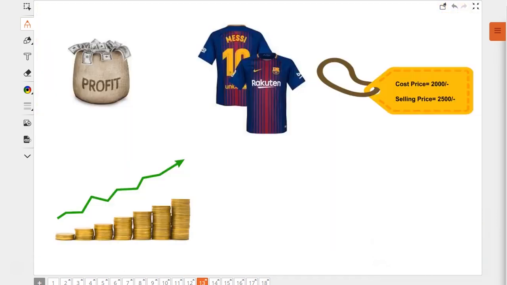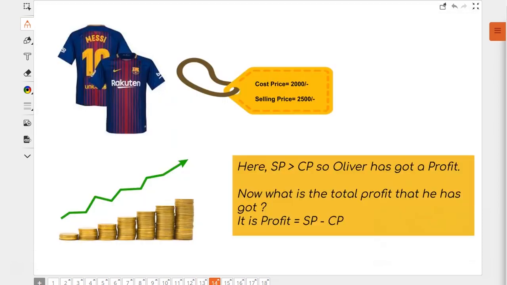Now let's look into one case each. In the case of the jersey, the cost price, that is the price with which he bought the commodity or the goods, in this case the jersey, is 2,000 rupees. And the selling price, that is the price at which he has sold the goods, is 2,500 rupees. Of course, you can see that he has made a profit. He has earned 500 rupees more. How did you come to that conclusion? If you see clearly, the selling price was greater than the cost price. So guys, whenever the selling price is greater than the cost price, we can say that we have got a profit. In this case, Oliver has also got a profit. And what is the total profit that he has got? It will be the selling price minus the cost price.